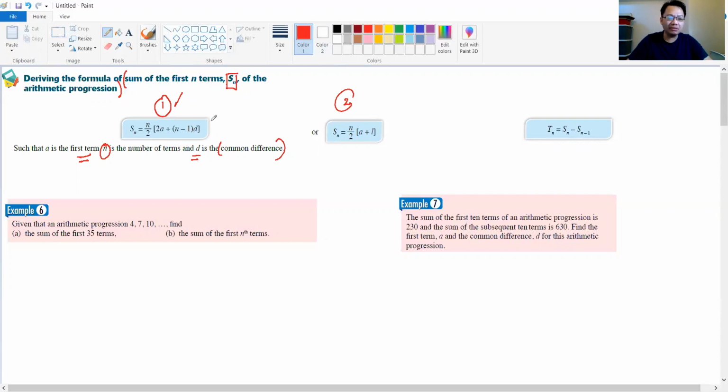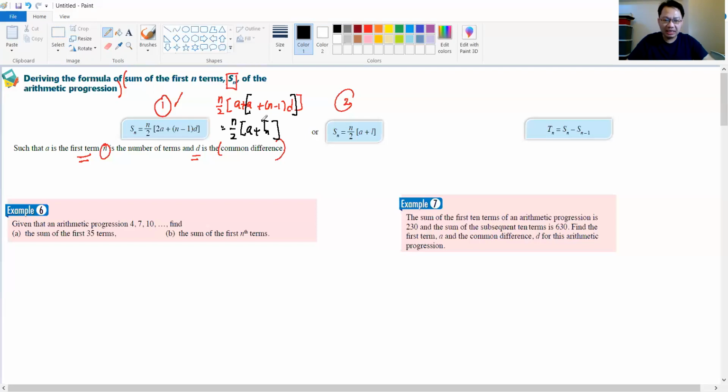So how does the first become the second? Now you see the first formula is Sn equals n over 2 bracket. The 2a here I split, it becomes a plus, n minus 1 d. Now we know that the part that I put inside a bracket, in black, is also known as Tn, the nth term. So it is equivalent to a plus n minus 1 d.